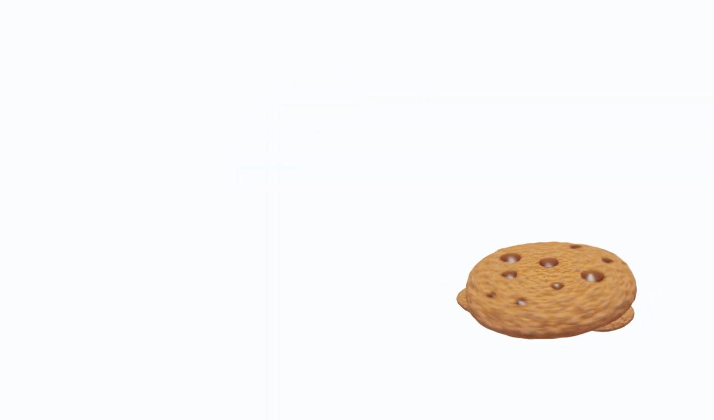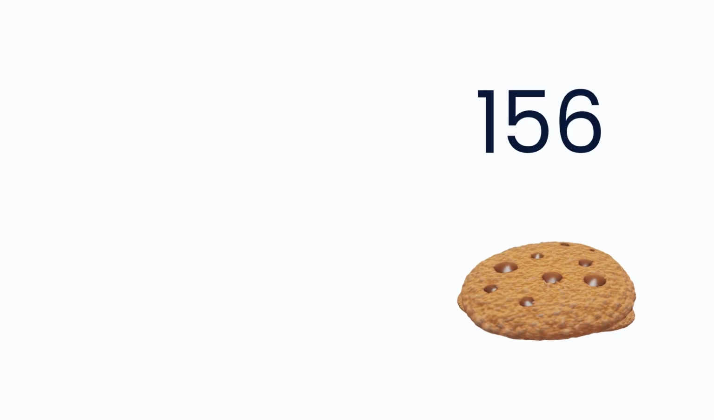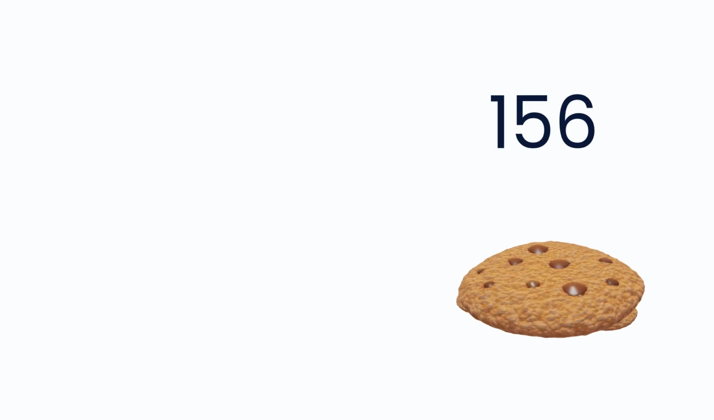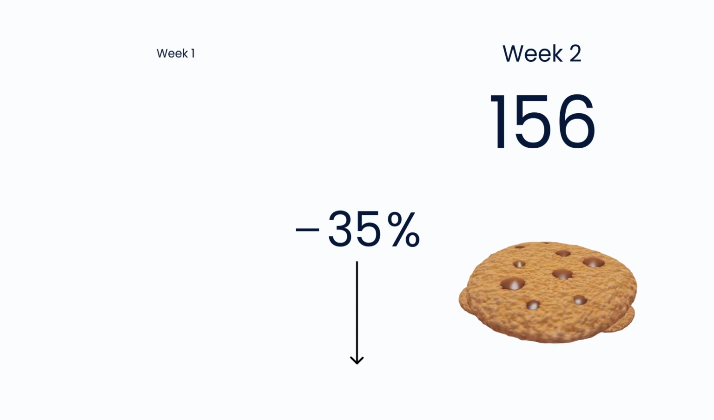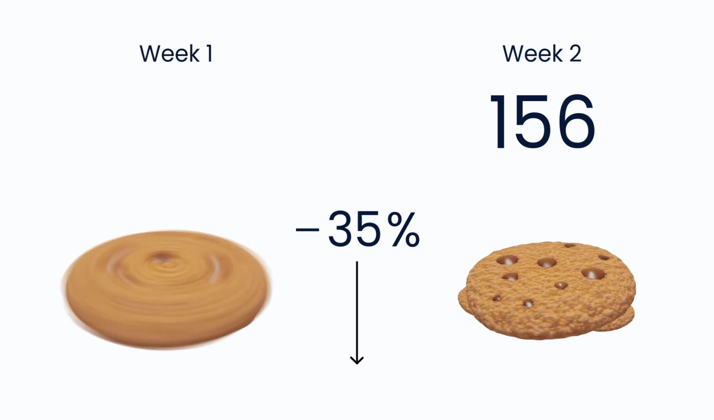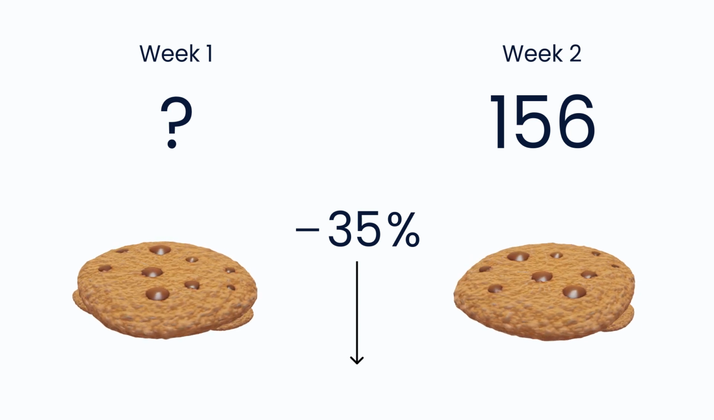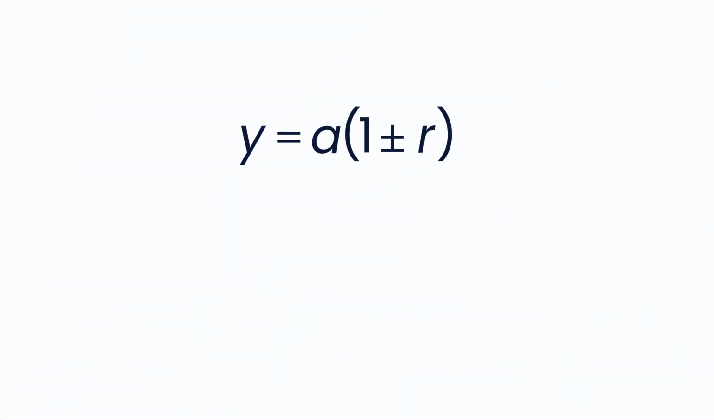The same thing works for a decrease. Let's go over an example. The same cafe sold a total of 156 cookies in Week 2, which was a 35% decrease from Week 1. You want to find out how many cookies were sold in Week 1. You can use this formula with a minus sign, that is, a decay factor, fill in the amounts for the variables you know the values of, and solve the resulting equation.